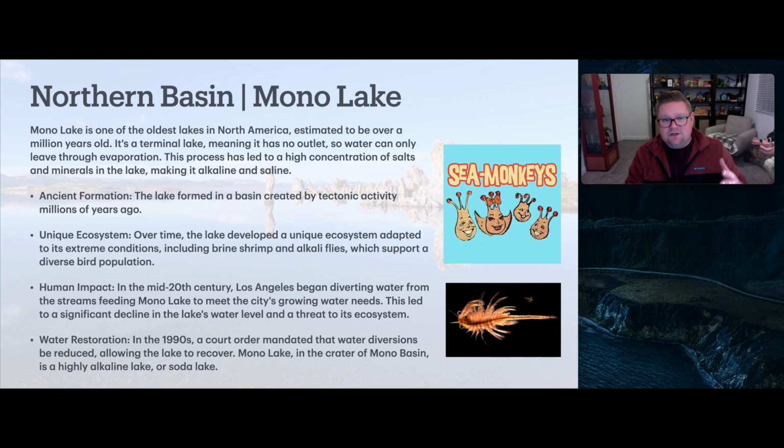This process has led to a really high concentration of salts and minerals in the lake, making it an alkaline and saline lake. So it's like if you ever boiled water before, you pour it out of the faucet, put it in the pot, put it on the stove, and you cook it, and then you forget about it, you come back and there's white powder left in the bottom.